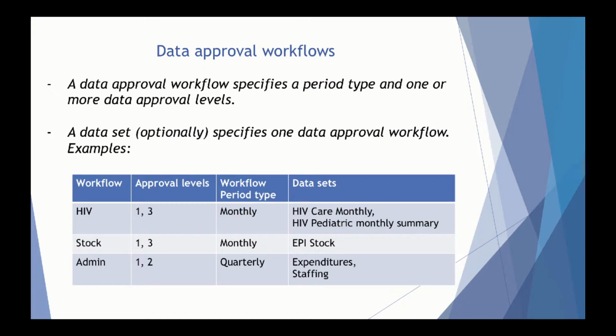Different people may be entering it. And even though the workflows have the same period type and the same approval levels, they go through a different approval process. One set of users might be responsible for the stock approvals, and a different set of users might be responsible for the HIV data approvals. So you may have the HIV data approved, but the stock data is not yet approved. Every time you approve something at a level, you approve all the data sets for that workflow.